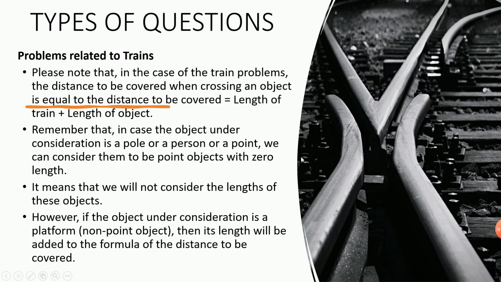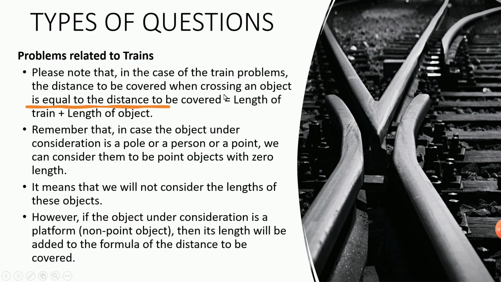So instead of a horizontal object, if we consider a vertical thing, that is a pole. A pole or a person or a particular point, we can consider them as point objects with zero length. So there is no length there. That means it would become only the length of the train. However, if the object under consideration is a platform, a non-point object, then its length will be added to the formula for the distance covered.